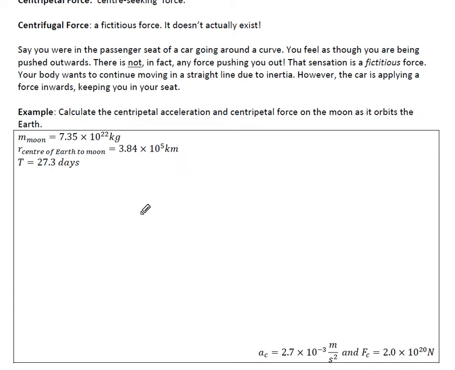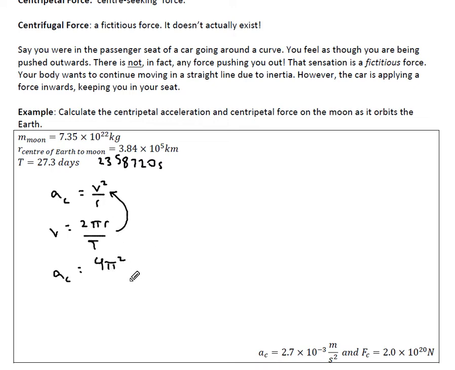Just like we saw last day, centripetal acceleration is equal to V squared over R. Last day we saw that 27.3 days is 2358720 seconds. We know V is equal to 2 pi R over T, so I'm going to plug that in for V. When I plug it in, we get AC is equal to 4 pi squared R squared, but there's another R on the bottom, so one cancels out, over T squared. So if I want a force now, FC is just equal to M AC.